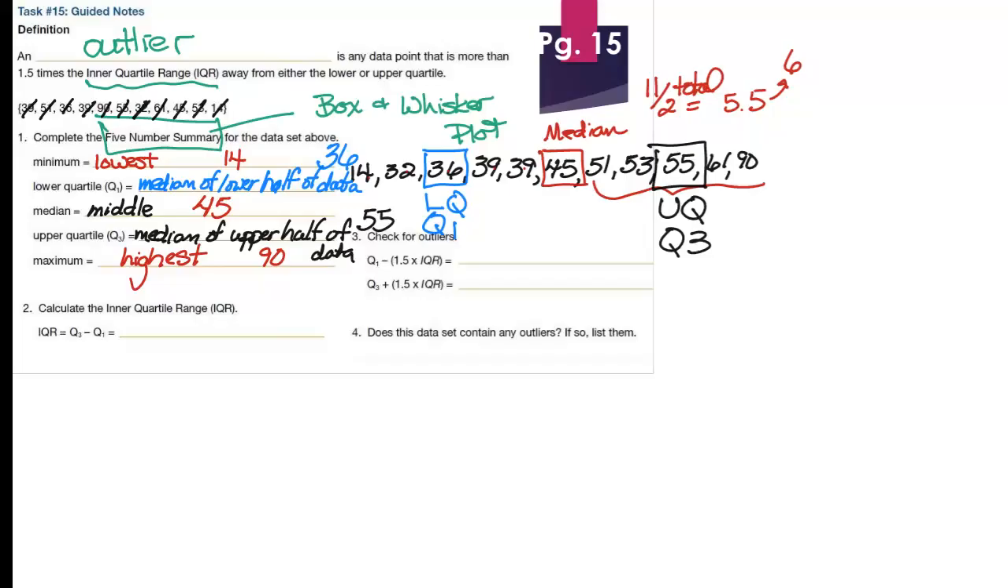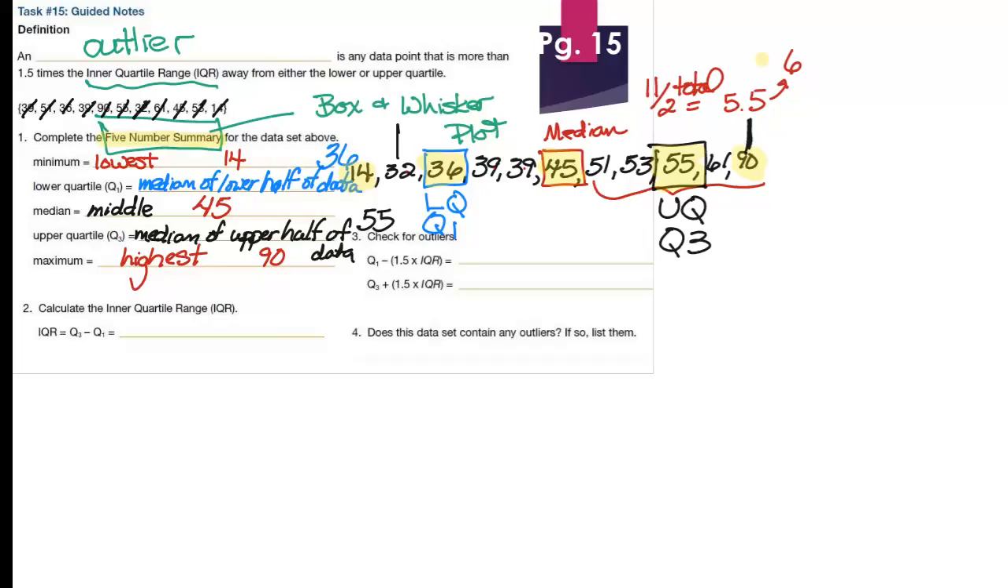So these 5 numbers are what we call the 5-number summary. You have your minimum, your maximum, your median, your LQ, and your UQ, lower quartile and upper quartile. And if you were to make a box and whisker plot, those are the primary numbers that you would use to create that box and whisker plot.